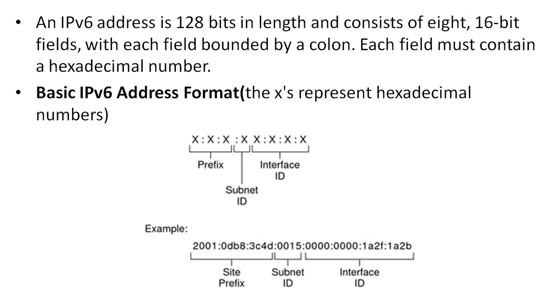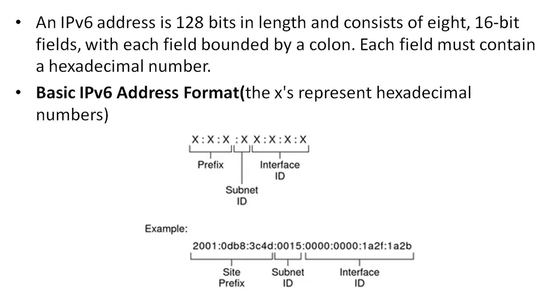Okay, see how we organize these 128 bits. It is going to consist of 8 16-bit fields. So we organize 8 16-bit fields, and each field is going to be bounded by a colon. For example, I have given a syntax below: X colon X colon X colon. Here the X represents a hexadecimal number, which is a 16-bit field.